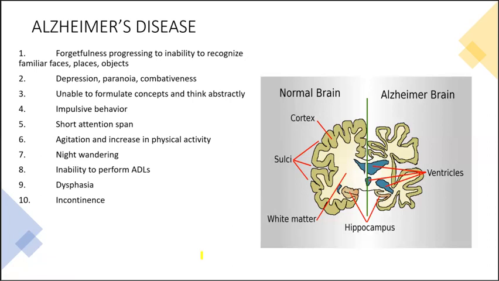He's also combative. He's unable to formulate concepts and think abstractly. He begins to have impulsive behavior, a very short attention span. There's agitation, an increase in physical activity. You also find them wandering at night. They have this night wandering feature you see. And then there's inability to perform activities of daily living.